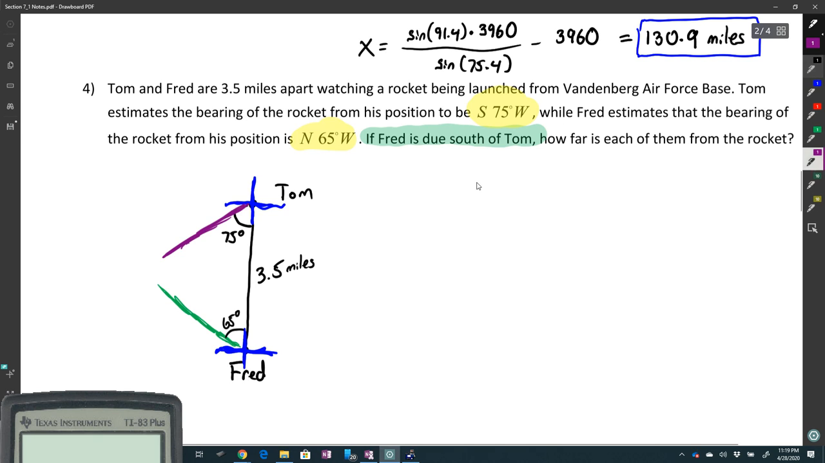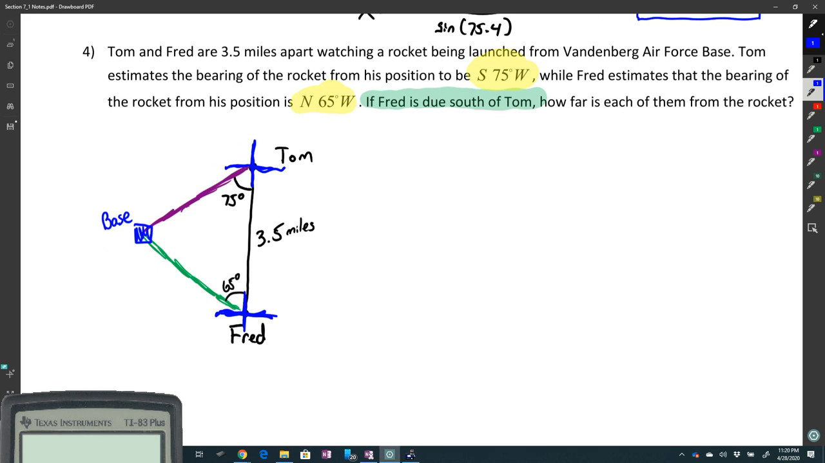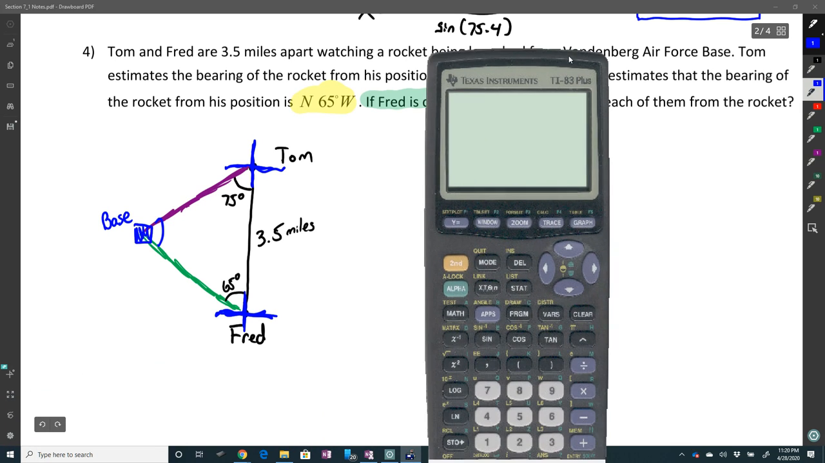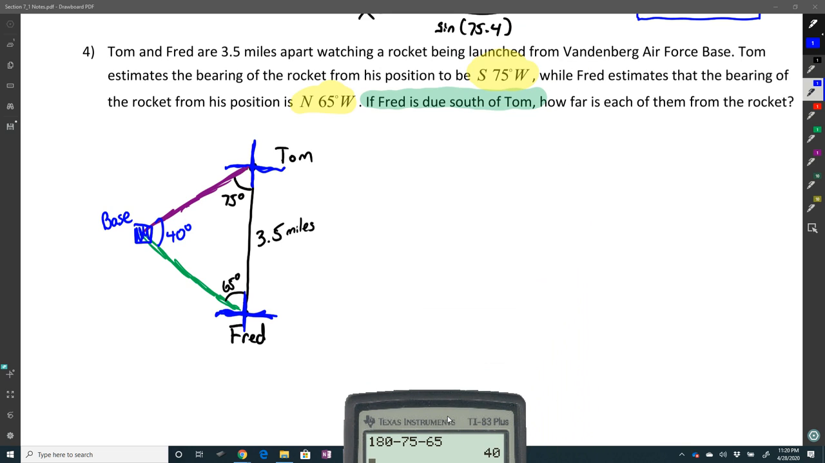Okay, so I'm going to keep on extending these lines until they meet. And there they go. They meet here, and this must be the Air Force Base. Looking at this, we can see that we have a triangle, so this angle is easily identifiable. I'll just get my calculator. 180 minus 75 minus 65 is 40. This picture is not to scale.